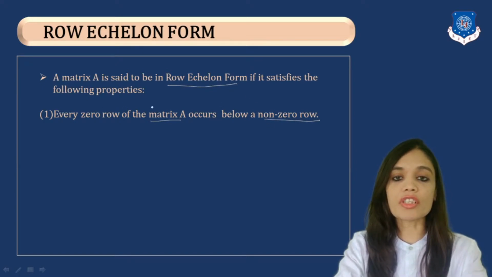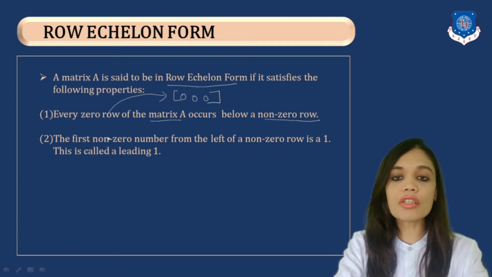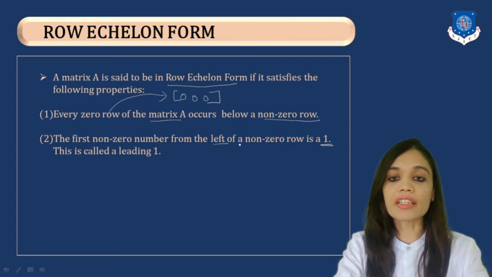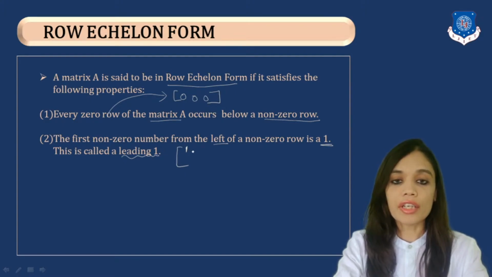What is the meaning of a zero row? A row in which every element is zero is known as a zero row. This is a zero row. The next property is the first non-zero number from the left of a non-zero row is a 1, and this 1 is called a leading one. For example, the first number of any row from the left should be 1. This is known as a leading one.